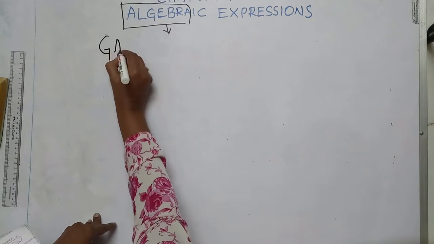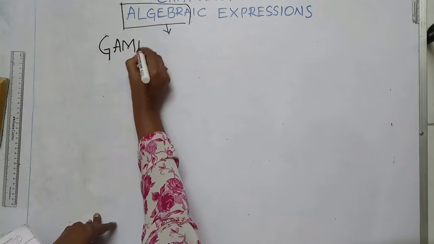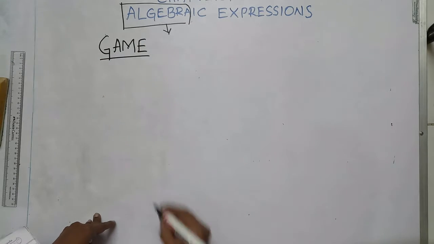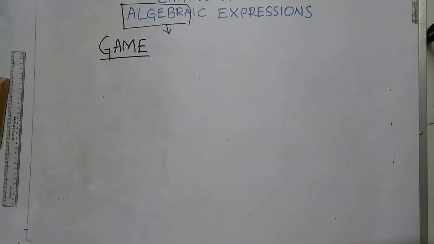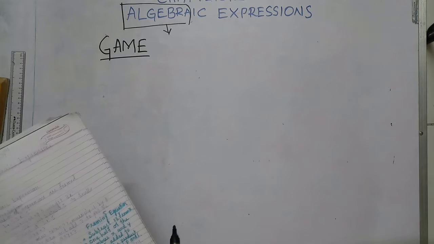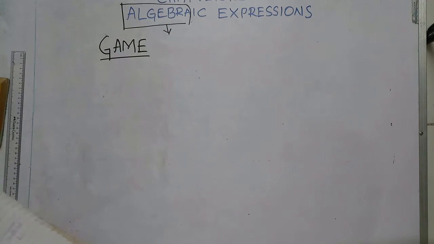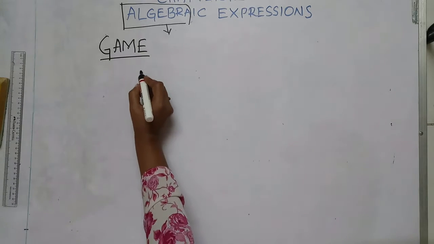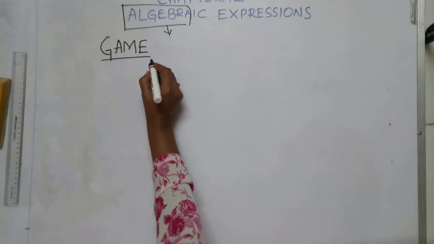Okay, first we'll play one game. This game you must have played many times, like thinking of a number. I can tell you the answer well before, after all the operations. Let us play the game now. Follow all the instructions that I am going to tell you. Let us see how to play this game.